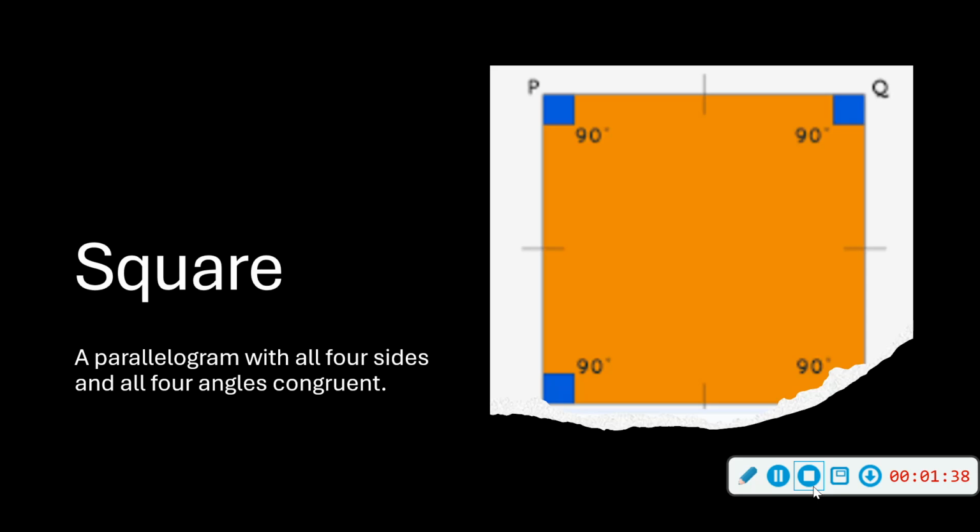Next up, a parallelogram with all 4 sides and all 4 angles congruent. That's a square. You notice that all 4 sides are congruent. The 4 angles are 90 degrees. So not only are all 4 angles congruent, they're all right angles.